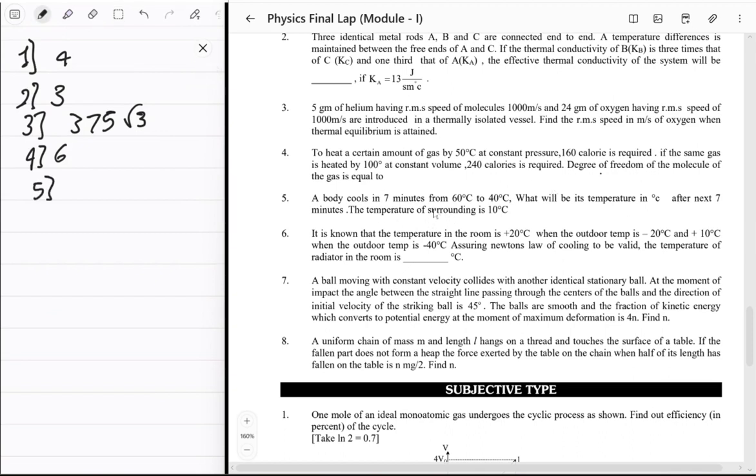A body cools in 7 minutes from 60 to 40. What will the temperature in Celsius after the next 7 minutes? Temperature to surrounding is 10 degrees Celsius. Okay. So 60 to 40, huh? Once again, that is the thing.